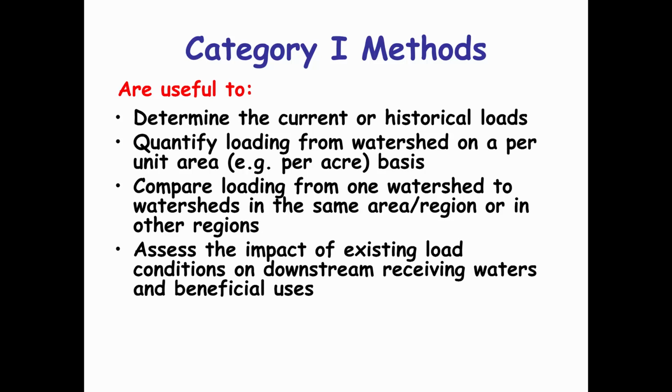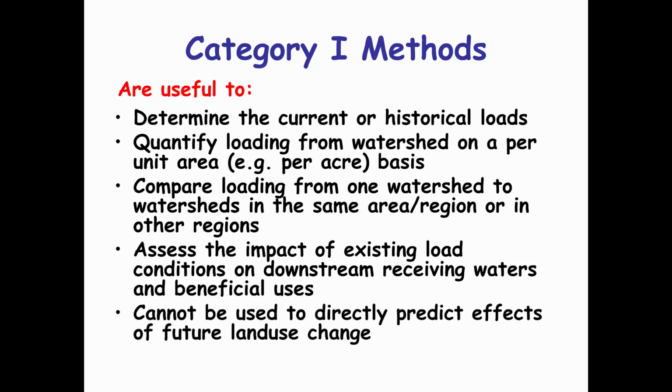You can look at the impact that existing load conditions have on downstream receiving waters. So, for instance, you could have a watershed that has a stream that's got pollutants in it, and that stream may be discharging into a reservoir or a lake, and you may want to see what effect that pollutant load from that stream has on the quality of water in the lake or the reservoir.